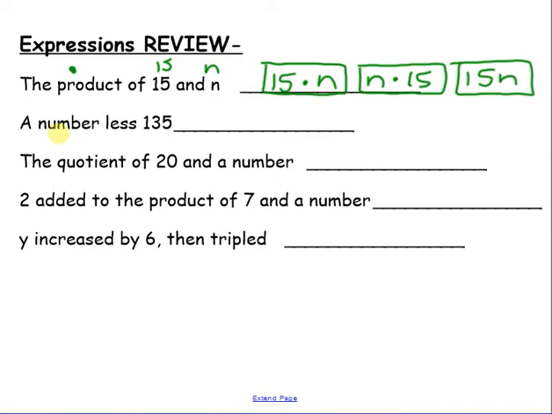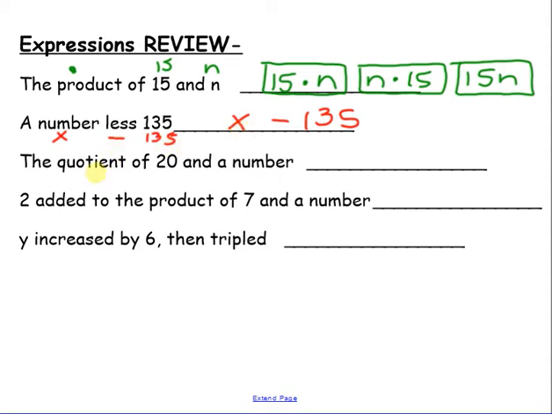So for my number, I'm going to use x. Less means minus, and then we have 135. So a number less 135. So that's going to be x minus 135, because it wants me to make the number x itself minus 135.